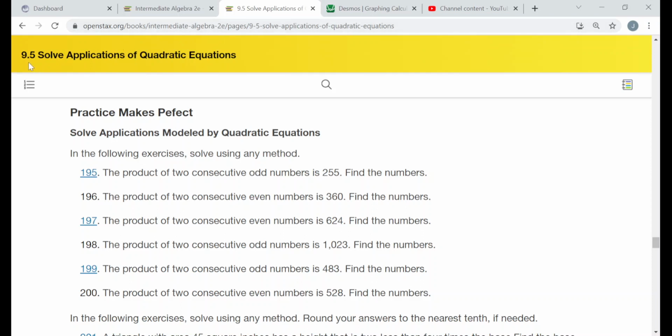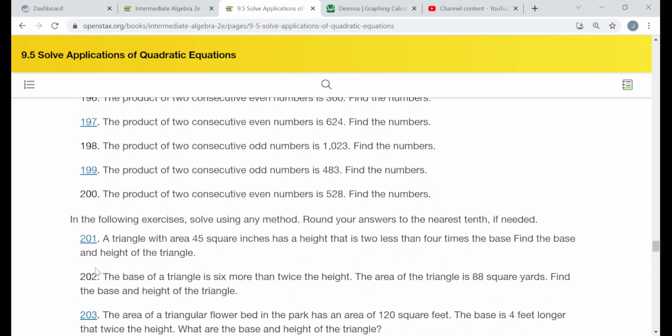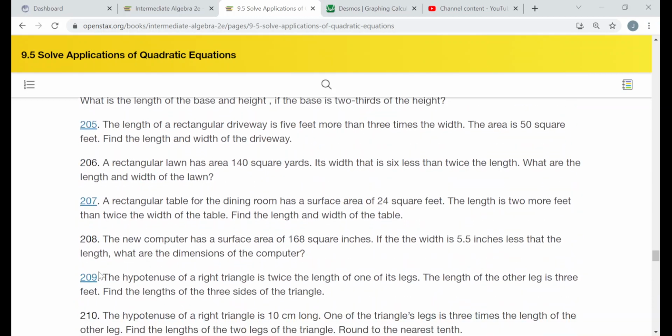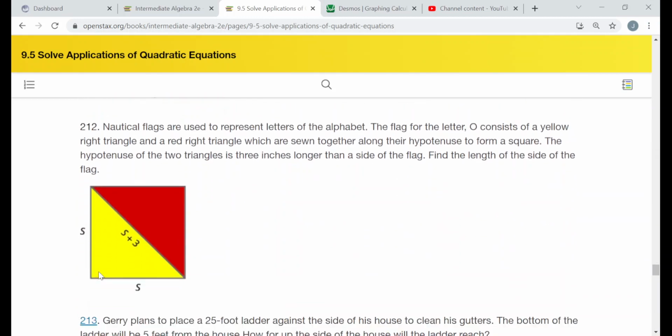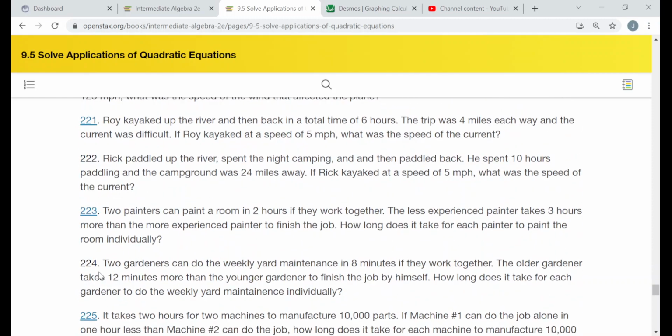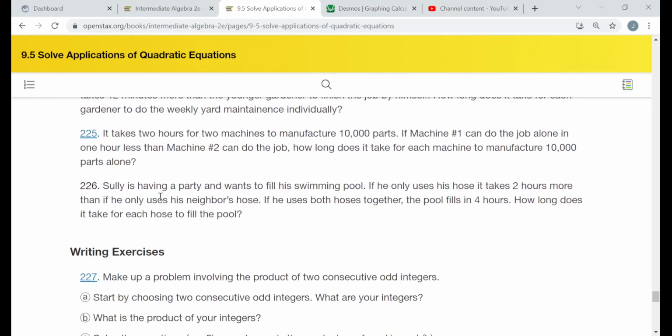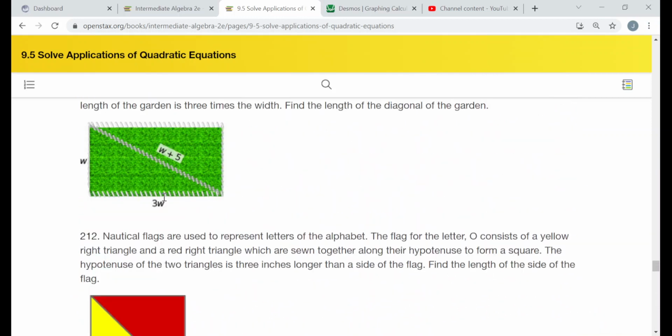I'm in section 9.5 titled Solve Applications of Quadratic Equations, and I'm working under the heading Solve Applications Modeled by Quadratic Equations. I'm only going to be working on the even numbered exercises, so starting with 196, then going to 198, 200, 202, etc., all the way until exercise 226. Alright, so this will be a bit of a long one.